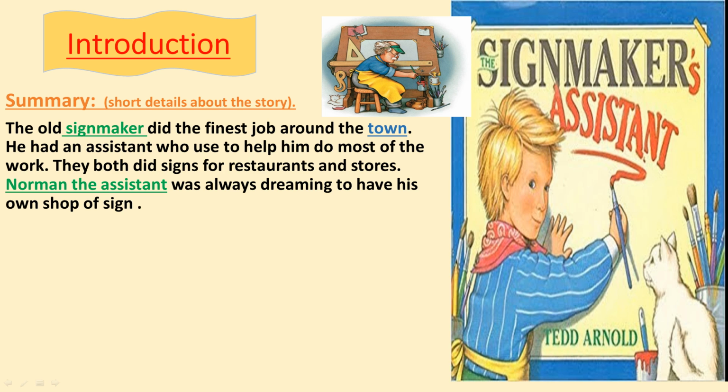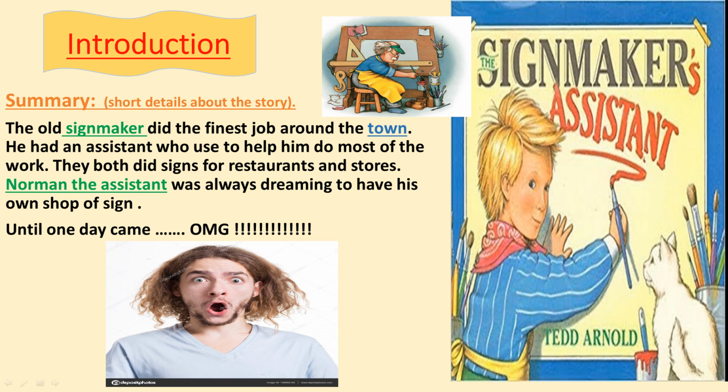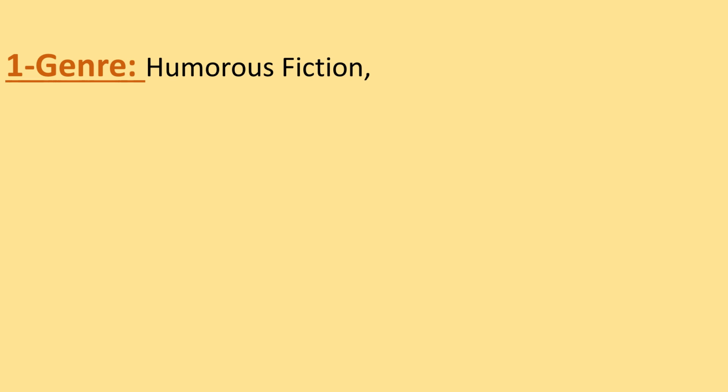Also, kids, everything between the sign maker and his assistant Norman was fine. Everything was fine until one day came and something crazy happened. I will not tell you what happened later. In the next virtual class, kids, you will know. Okay? Let's start learning the new vocab of your new story.